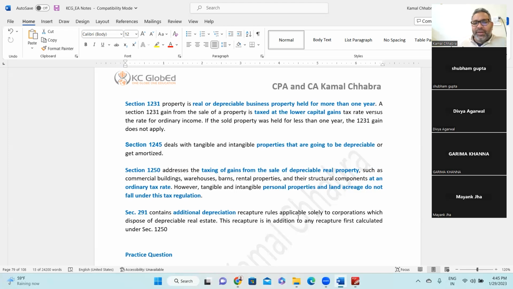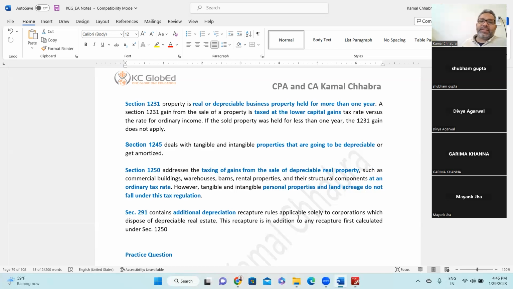Right, 1245 deals with the tangible and intangible property that are going to be depreciable and get amortized. So that means you have purchased certain property for a business purpose on which you are going to charge the depreciation or on which you are going to amortize for a period of time. But as of now, you have not started yet. 1231, the property which you are already depreciating. 1245, the property you have built or purchased, but depreciation or amortization has not yet started. Make sense? Yes, sir. Third is 1250.